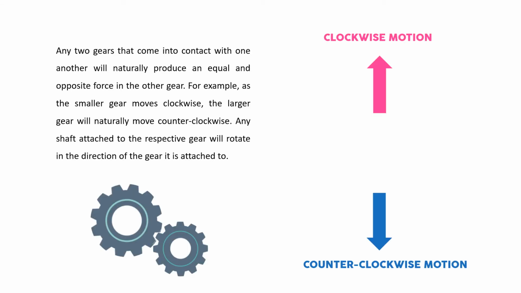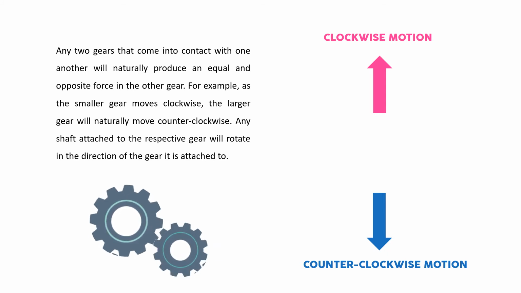Any two gears that come into contact with one another will naturally produce an equal and opposite force in the other gear. For example, as the smaller gear moves clockwise, the larger gear will naturally move counterclockwise. Any shaft attached to the respective gear will rotate in the direction of the gear it's attached to.